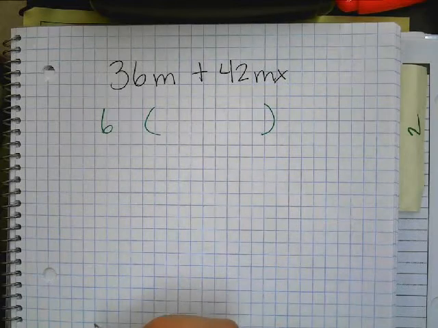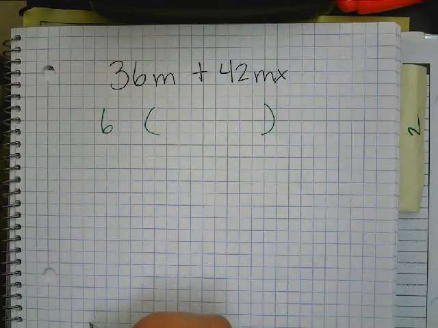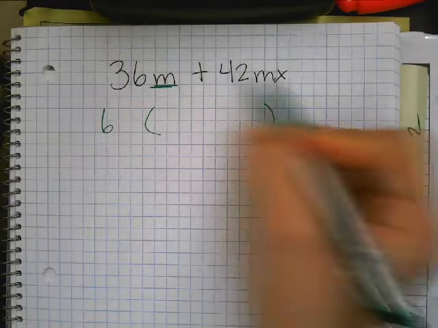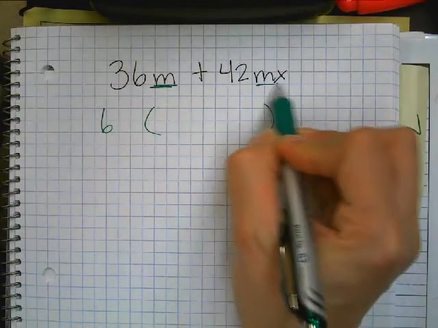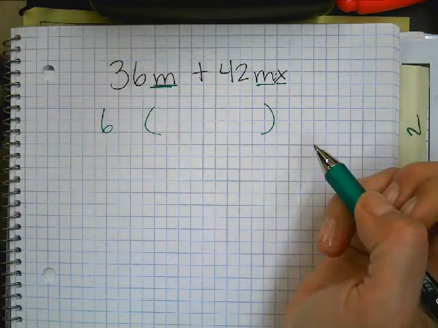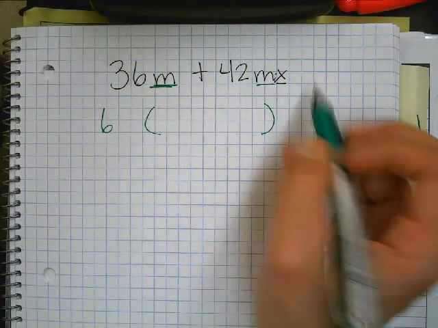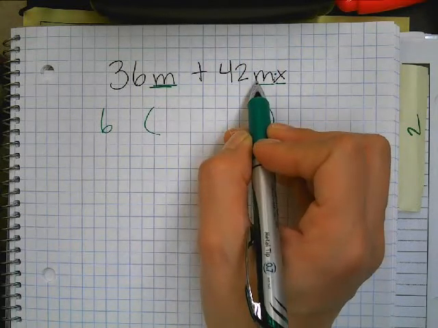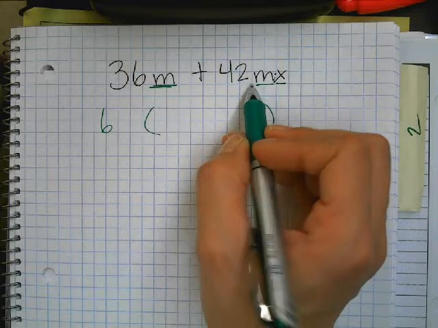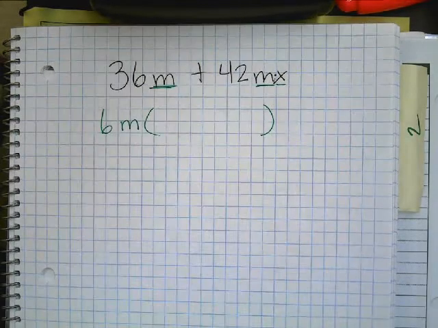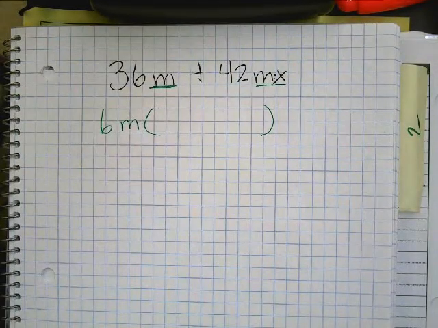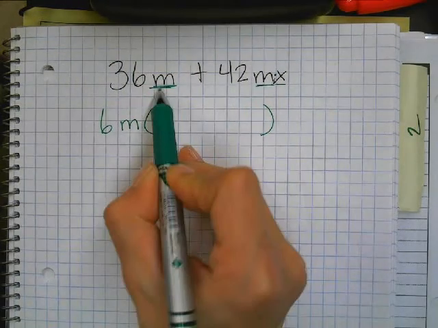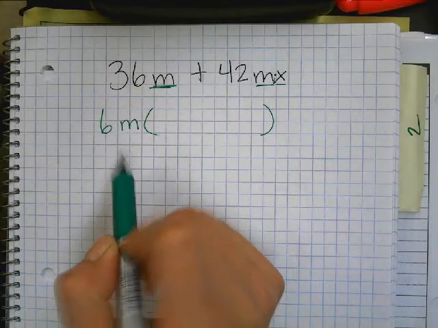Now, they have variables. Do they have the same variable? What variable is here? M. What variable is here? Mx. But aren't they separated by a multiplication symbol? It's usually there, but you don't write it. So technically, they both have an m. So you can take out an m. Can you take out an x? No, because this one doesn't have an x. But they both have an m. So you take out the m.